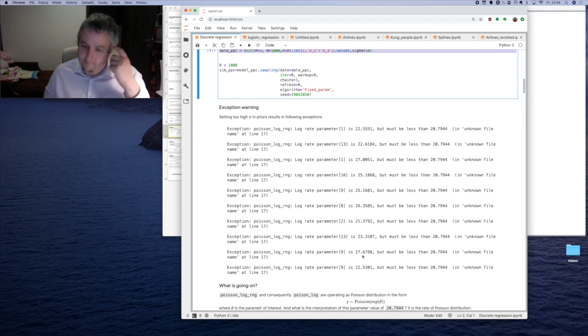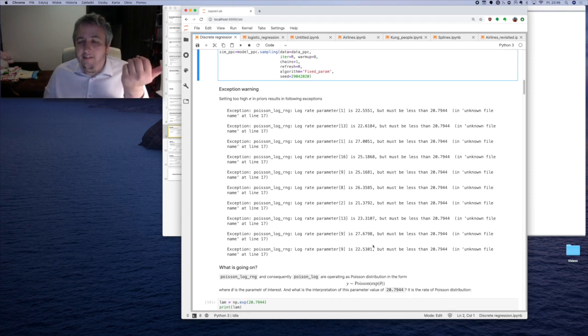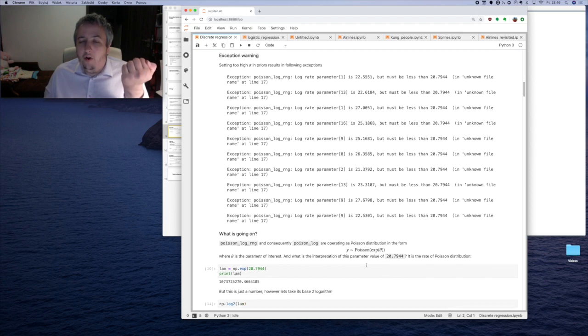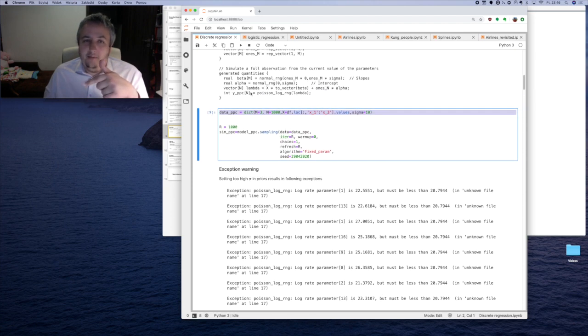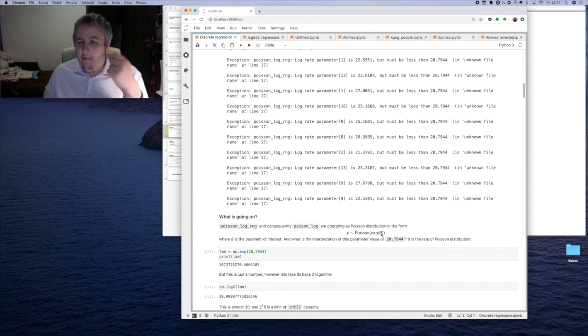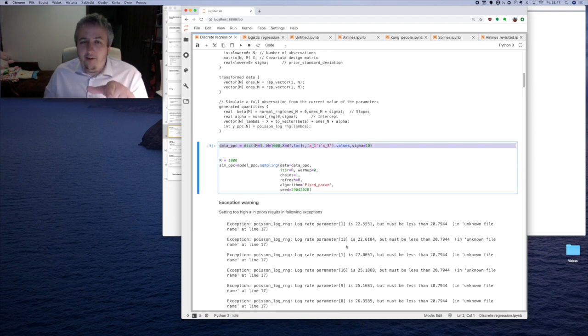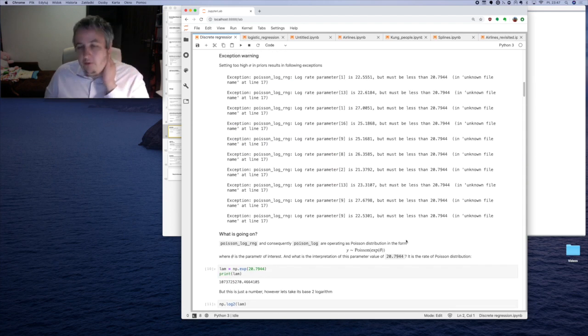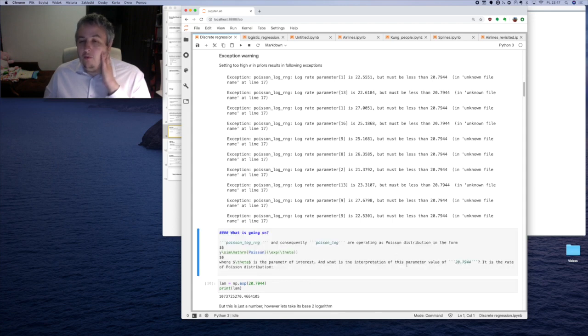What does it mean? Well, as I said before, we are working on the logarithmically linked Poisson distribution. So our values of theta, or in this case alpha plus beta x, are being exponentiated, and this is used as a rate in the Poisson distribution. We are using this link function in order to have a better computational result.